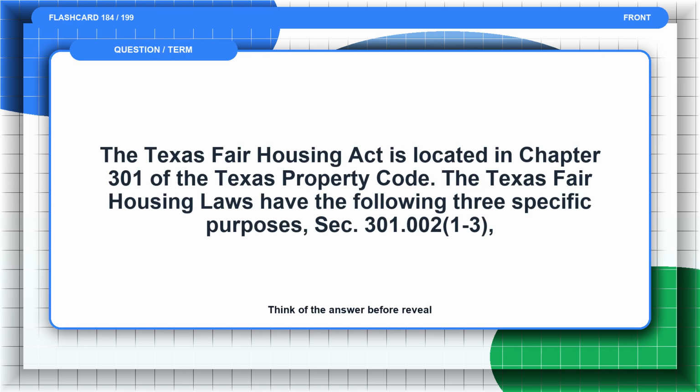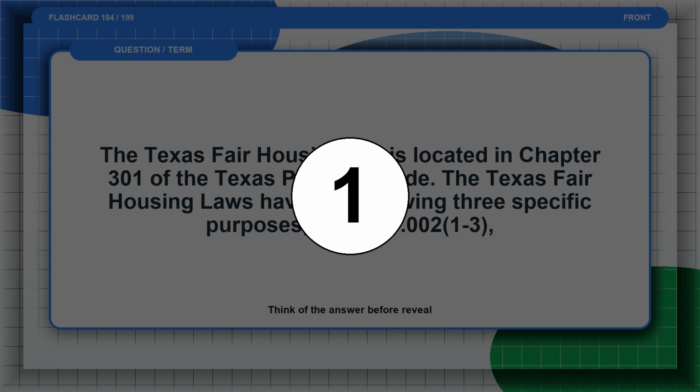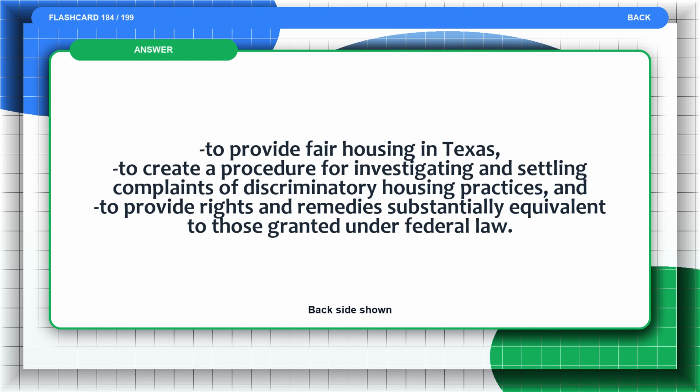Flashcard 184. The Texas Fair Housing Act is located in Chapter 301 of the Texas Property Code. The Texas Fair Housing laws have the following three specific purposes. Sec 301.021-3. Pause and think of the answer before the reveal. The answer is, to provide fair housing in Texas, to create a procedure for investigating and settling complaints of discriminatory housing practices, and to provide rights and remedies substantially equivalent to those granted under federal law.